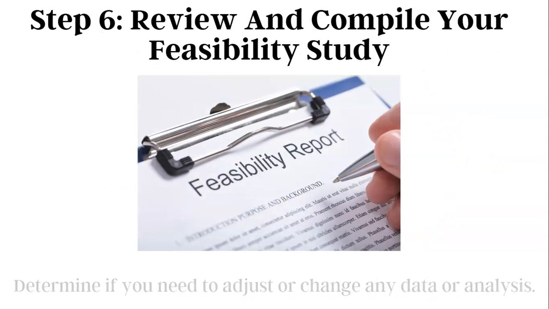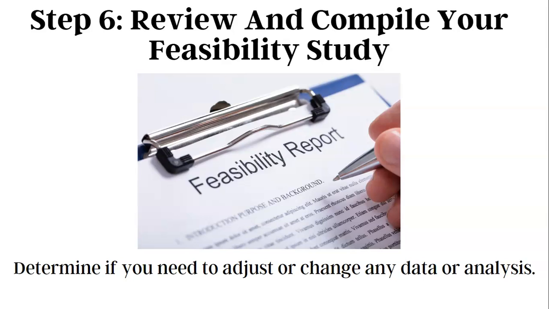Alright, let's go to step 6. Review and compile your feasibility study. Once you've completed all the stages of your feasibility study, you need to go over it a second time and then organize your findings. At this point, determine if you need to adjust or change any data or analysis. If you find out that there are some concerns with certain aspects of the feasibility, it doesn't mean that you have to scrap the entire study. All you need to do is to reevaluate your approach and budget. Also take into consideration market changes that can cause disruption in your predictions.